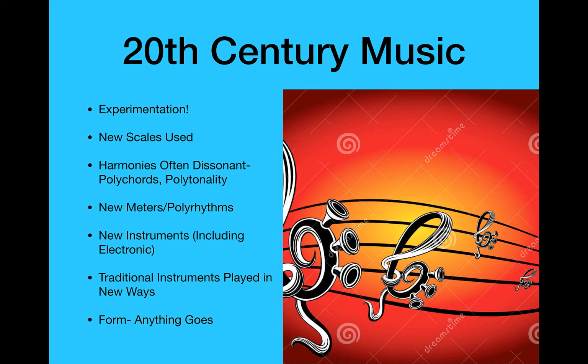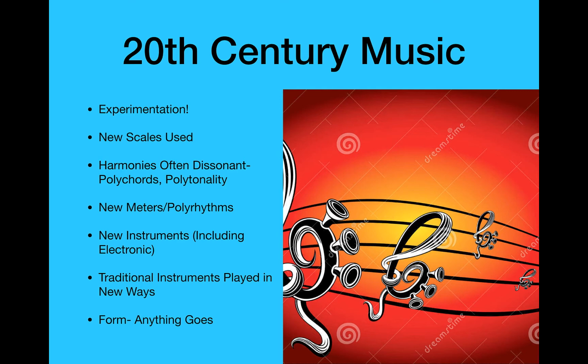Then we talk about 20th century music. And the thing you'll find in 20th century music, it's all about experimentation. Composers don't want to do what people have done before. They don't want to just copy. They want to find new ways of doing things. So composers will experiment with new scales. They'll get away from the traditional major scales and minor scales. They'll try new kinds of things, jazz scales, modal scales. They'll experiment with these in creating melodies.